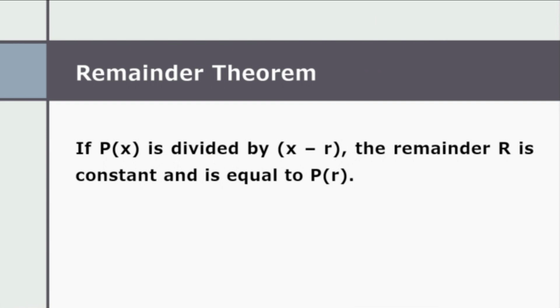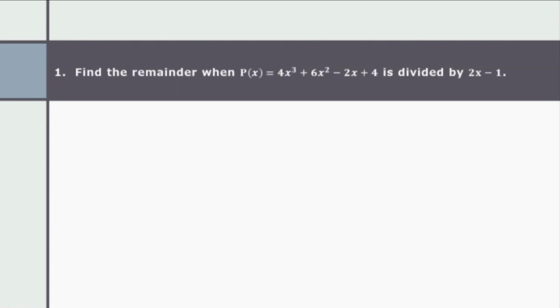The remainder theorem states that if p of x is divided by x minus r, the remainder is a constant and is equal to p of r. In short, the value of x will be substituted in the variables in the given polynomial. For example, find the remainder when p of x is equal to 4x raised to 3 plus 6x raised to 2 minus 2x plus 4 is divided by 2x minus 1. The value of x is equal to 1/2 in the divisor.